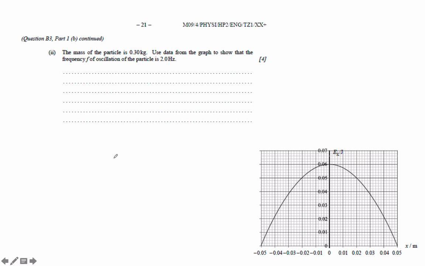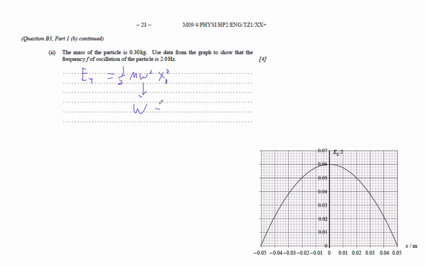Okay, let's see. The mass of the particle is 0.3 kilograms. Use data from the graph to show the frequency of oscillation is 2 hertz. Okay, we can do this. We know that the total energy is 1/2 m omega squared x naught squared, right? Okay. So what we can do is we can solve for omega, right?